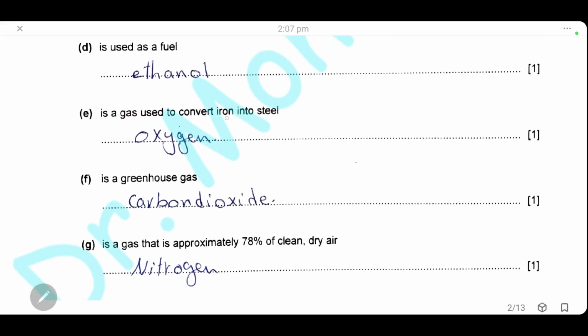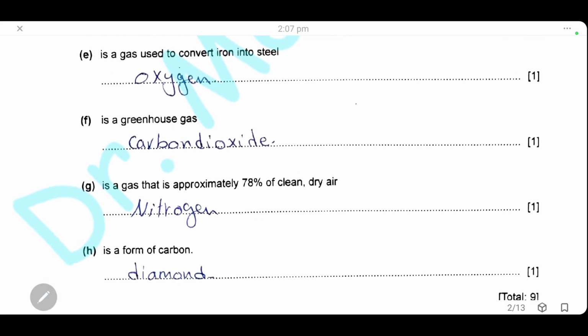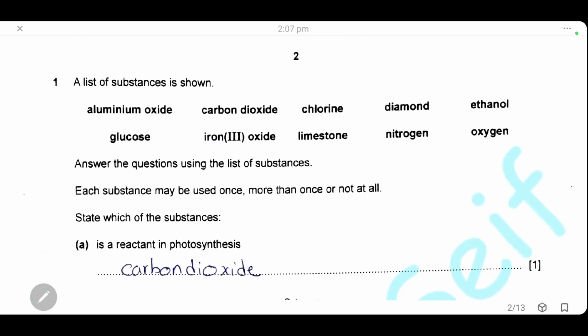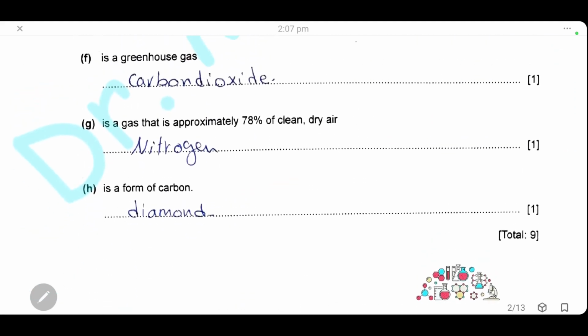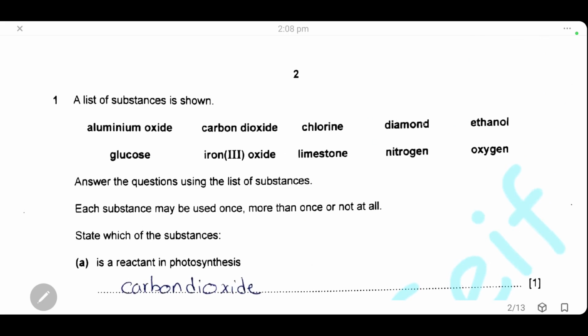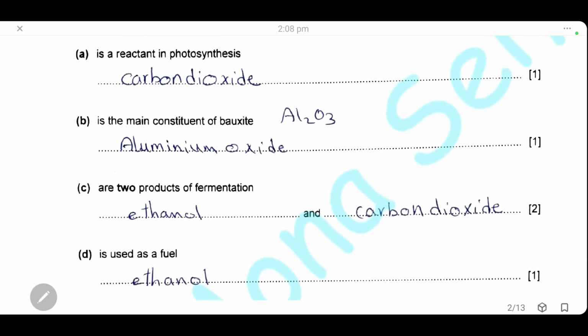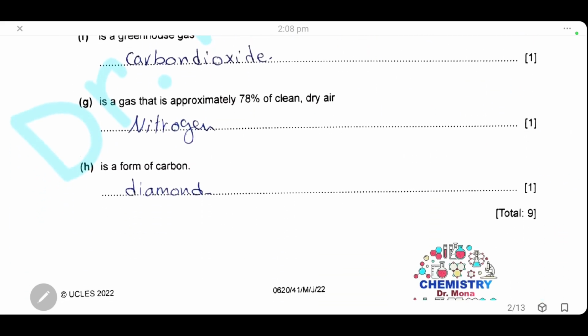A gas used to convert iron into steel. This gas is oxygen. It is used in the basic oxygen process to convert iron into steel. A greenhouse gas, we have carbon dioxide and methane. Here from the list only we have carbon dioxide. A gas which is approximately 78% of clean dry air, of course it's nitrogen. A form of carbon: we have two forms of carbon, graphite and diamond. Here in the list there is diamond, so your answer will be diamond.